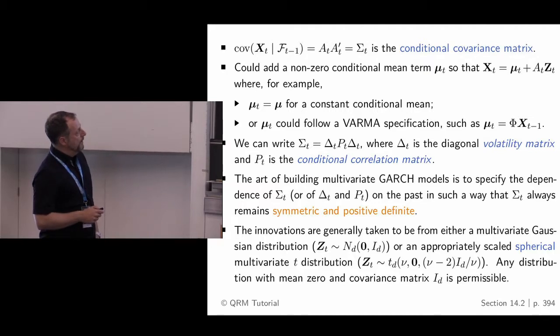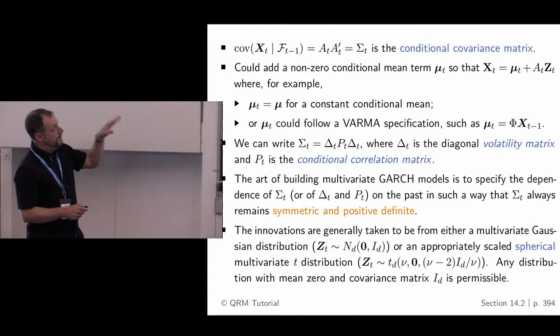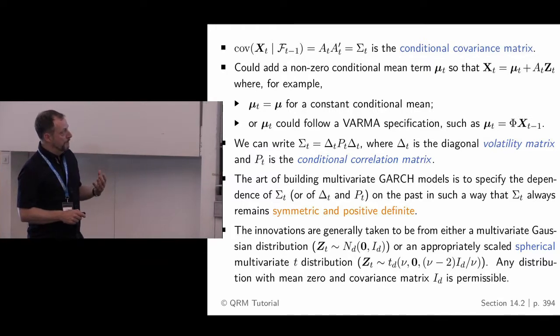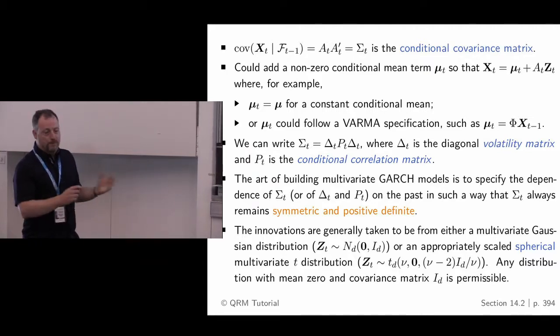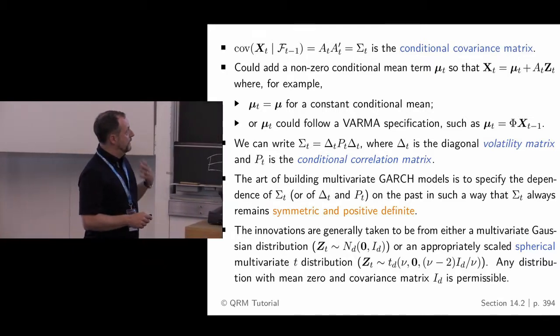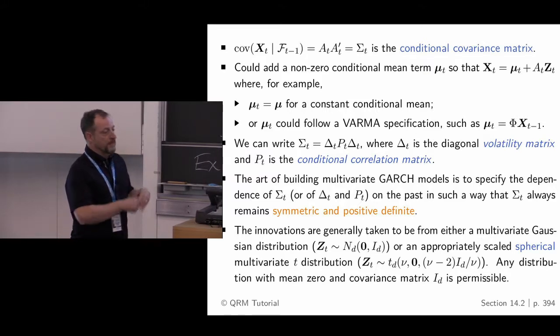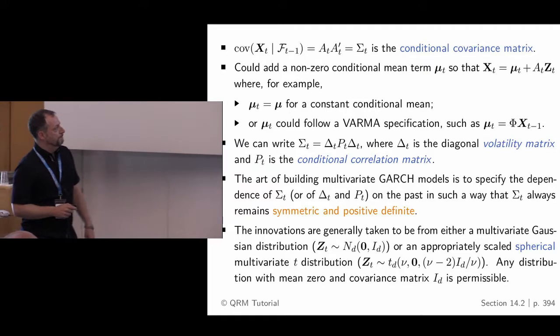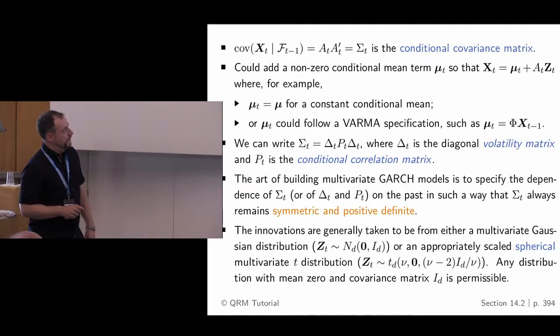So the whole art or science of building a multivariate GARCH is to say exactly how these elements depend on the past. How does Delta t depend on the past? How does Rho t depend on the past? And moreover, you've got to do it in a sensible way so that these conditional covariance matrices always remain proper covariance matrices. You heard from Paul that they have to be symmetric and positive semi-definite. Well, let's actually make them positive definite so we don't run into problems of invertibility. So we need this to be guaranteed.